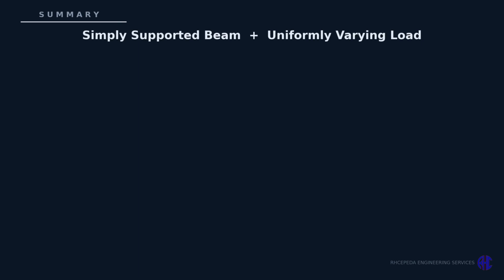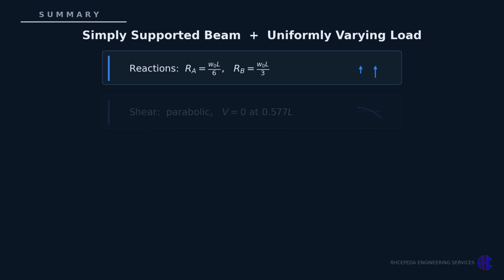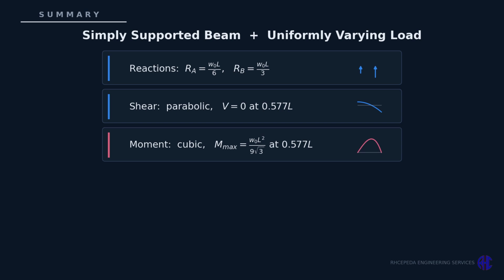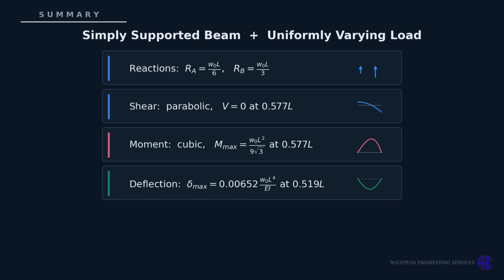Let's recap. For a simply supported beam under a uniformly varying load, the reaction at A is W0 L over 6, and the reaction at B is W0 L over 3. The shear force is parabolic and crosses 0 at 0.577 L. The bending moment is cubic, with a maximum of W0 L squared over 9 root 3, at that same point. And the maximum deflection is 0.00652 W0 L to the fourth, over EI, at 0.519 L.